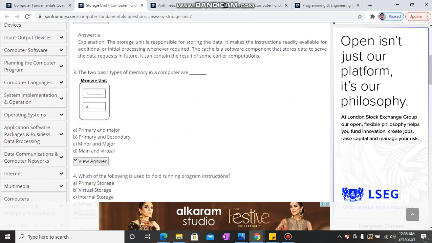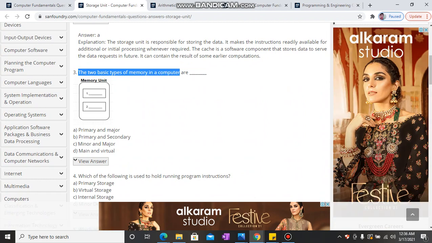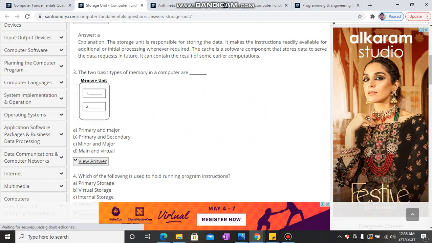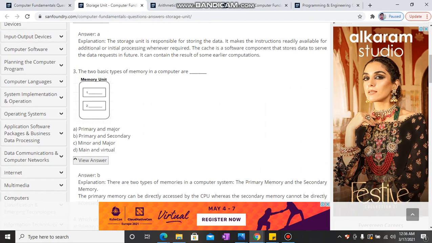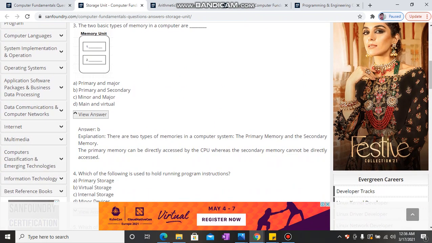Okay, third question: the two basic types of memory. It's B. There are two memories in a computer system, the primary memory and the secondary memory. The primary memory can be directly accessed by the CPU, whereas secondary memory cannot be directly accessed.